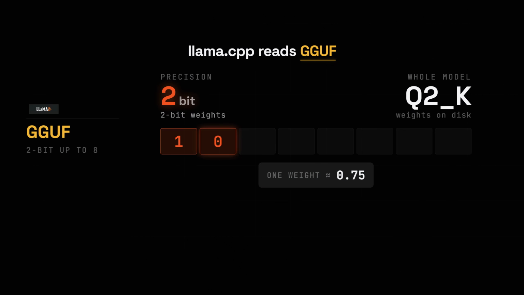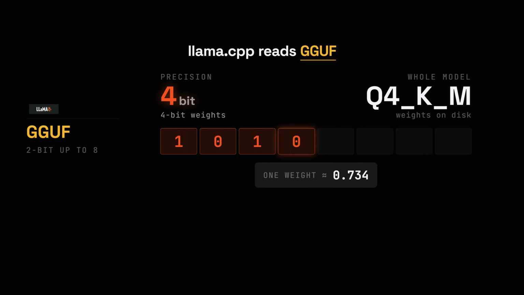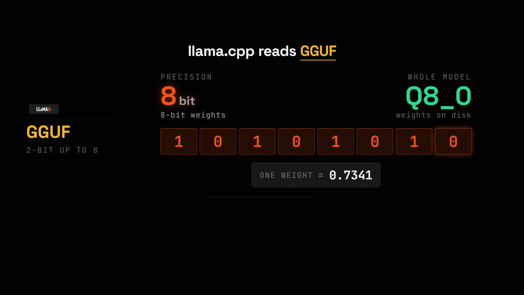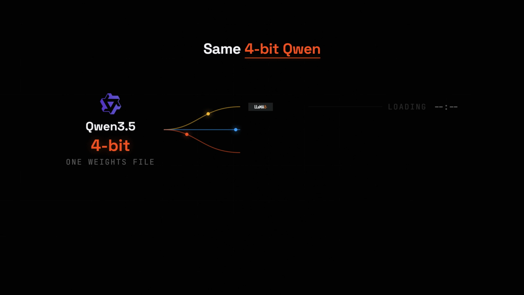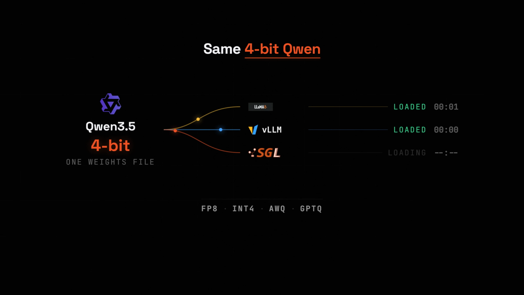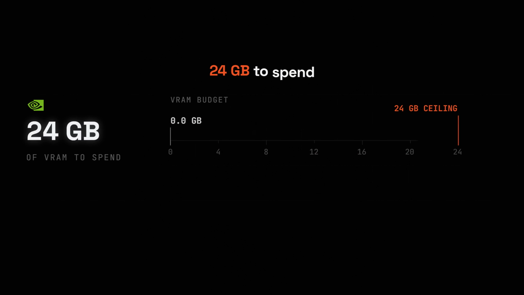One thing that makes the comparison fair: all three run the same quantized weights. llama.cpp reads GGUF from 2-bit up to 8, while vLLM and SGLang take FP8, int4, AWQ, and GPTQ. So the model isn't the variable in this bench. The exact same 4-bit Qwen runs on every server. Only the engine changes. Match the model to your card.